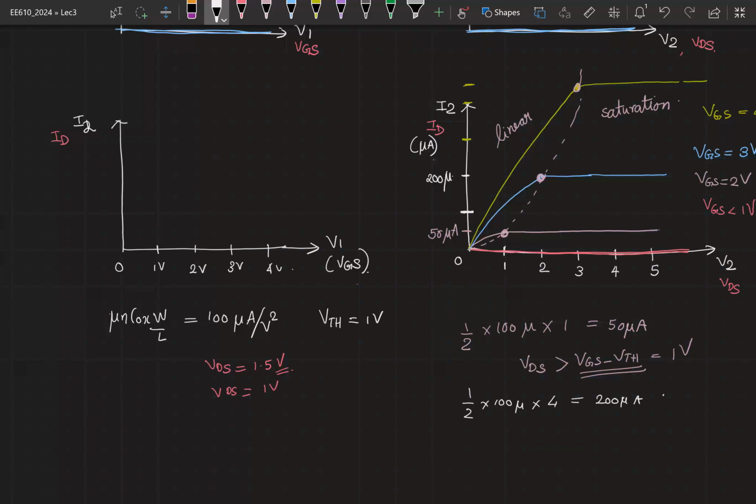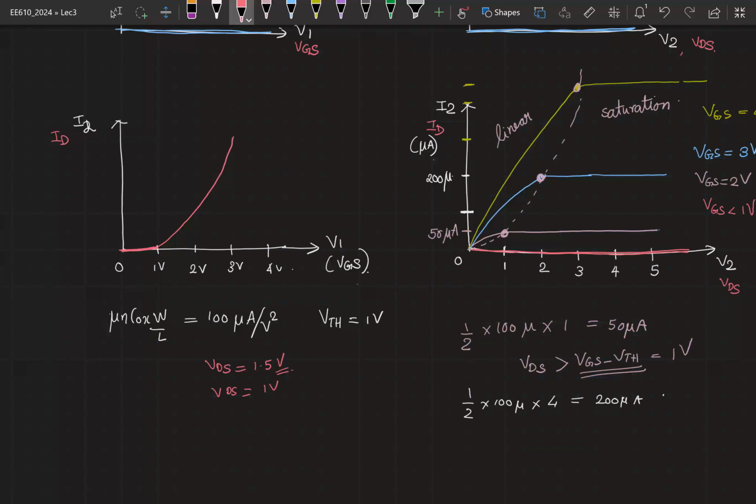So when your VGS is smaller than the threshold voltage, which is given as 1 volt, you would see that your current is 0, right? Now as VGS crosses 1 volt, what is the region of operation of the transistor? Is it saturation or linear? Why saturation? Your VDS is 1.5 volt. Your VGS is slightly more than 1 volt, let's say 1.1 volt. VGS minus VTH is definitely smaller than VDS, right? VDS is greater than VGS minus VTH. So it enters into saturation region, right? So it follows the quadratic relationship.